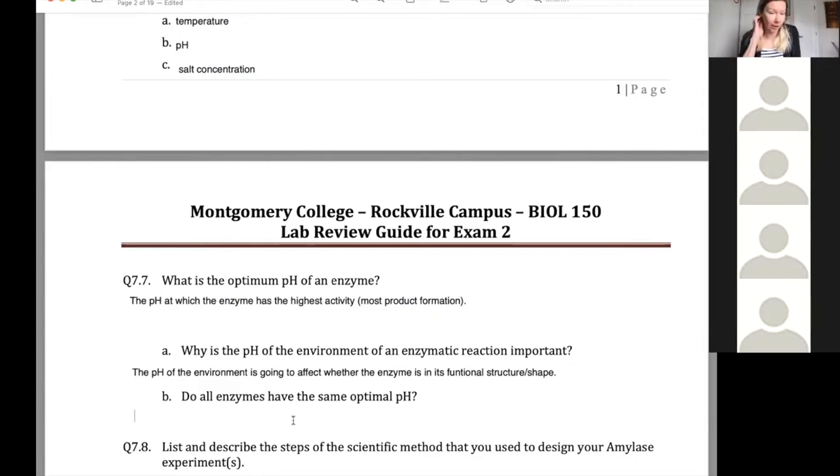Do all enzymes have the same optimal pH? Well, each enzyme works best at a specific pH. Correct, yeah. So no, each enzyme is going to have its own optimal conditions, depending on the chemical environment that it is meant to work in. So you have certain enzymes in your stomach that have to operate at a very, very low pH. And then you've got enzymes in your blood, which operate at a more neutral pH.